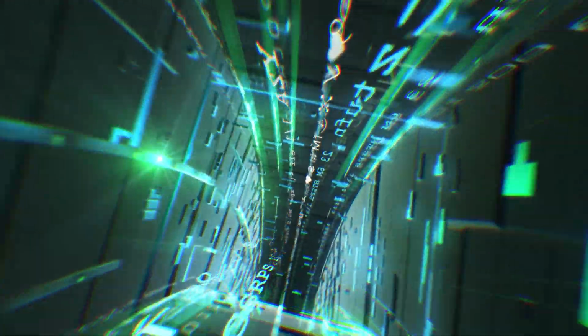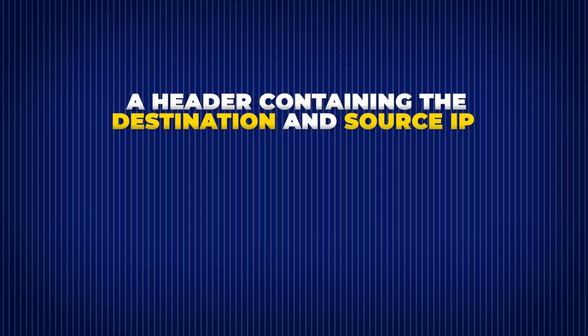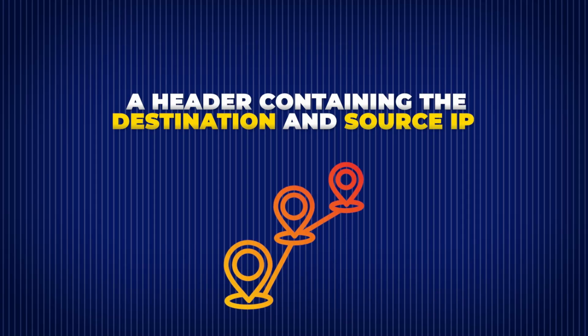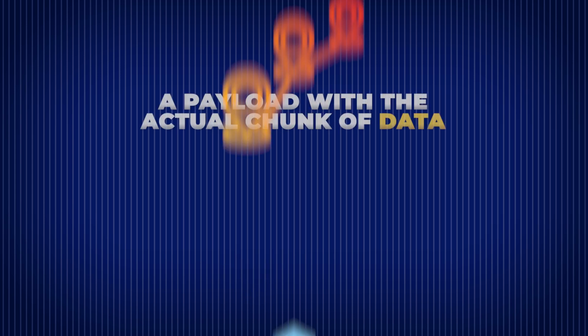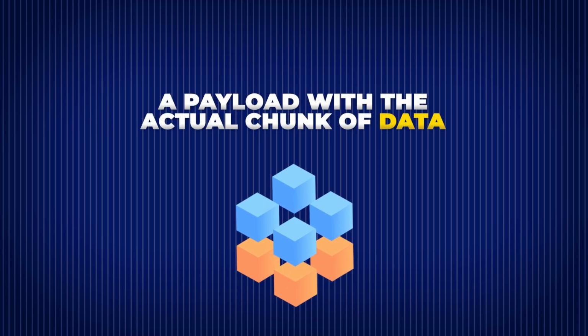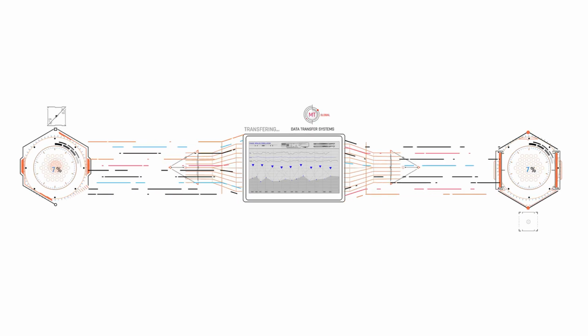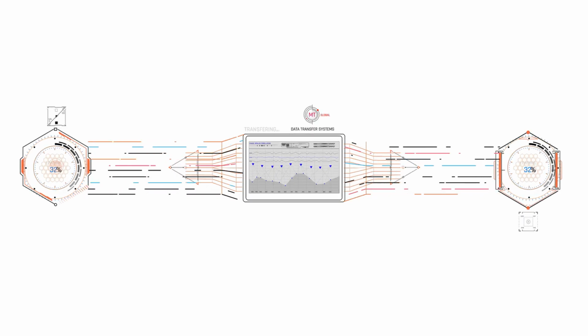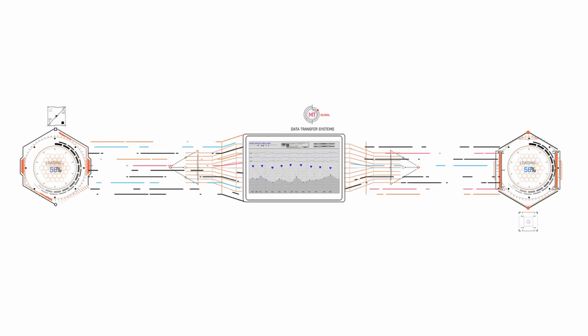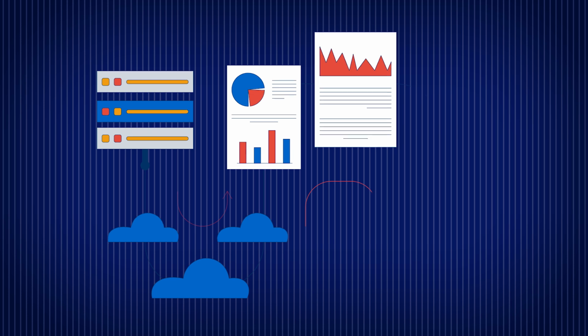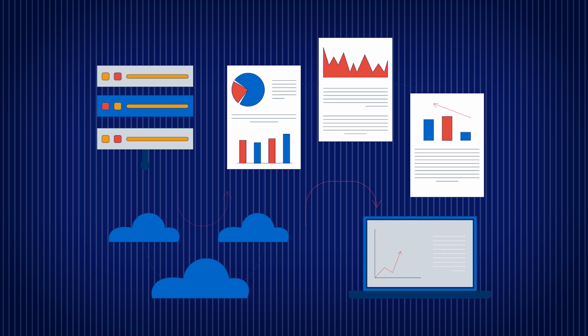It breaks everything into data packets, each with a header containing the destination and source IP, a payload with the actual chunk of data, and a sequence number to help your browser reassemble the parts. These packets begin the trip back to your device, and they may take completely different routes depending on network congestion and speed. Back at your device, your browser starts receiving the packets and reassembling them like puzzle pieces.